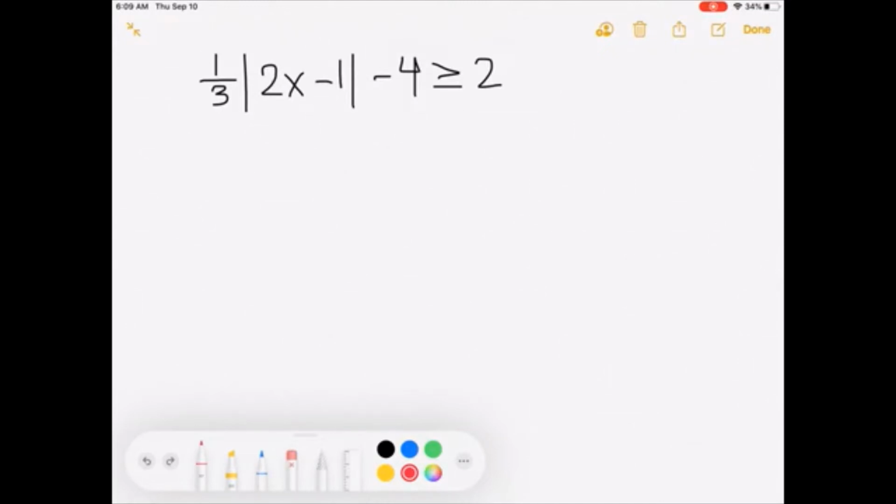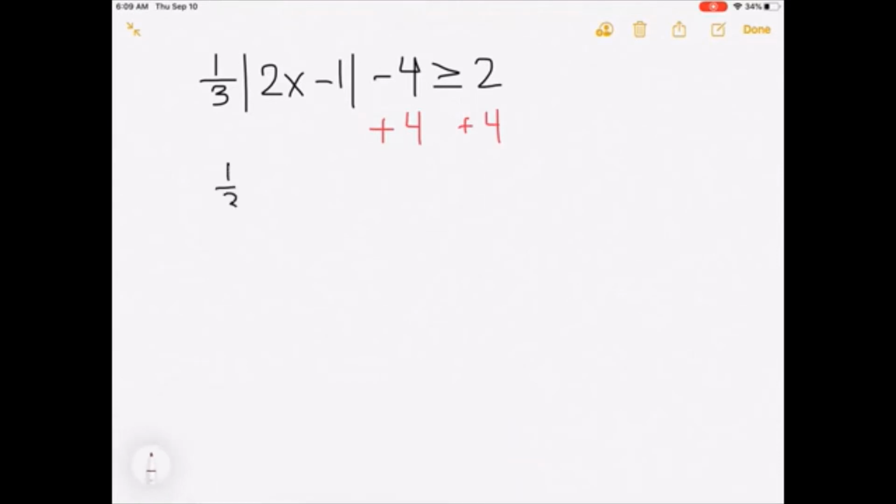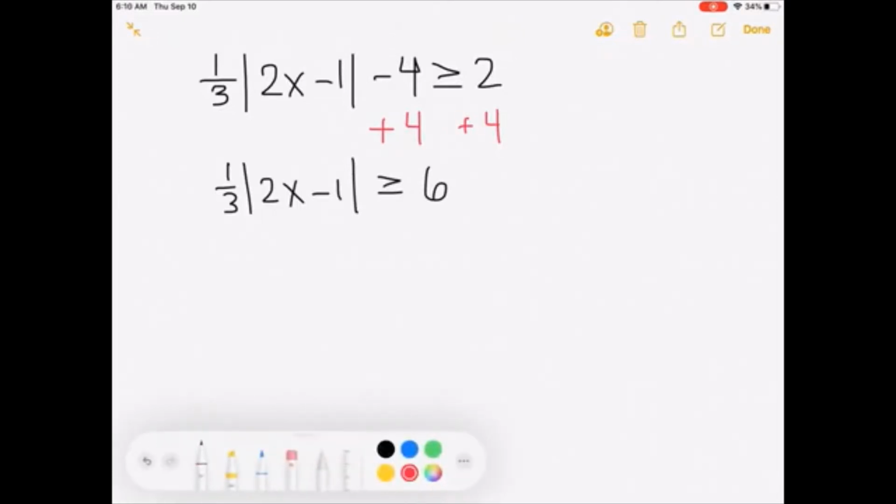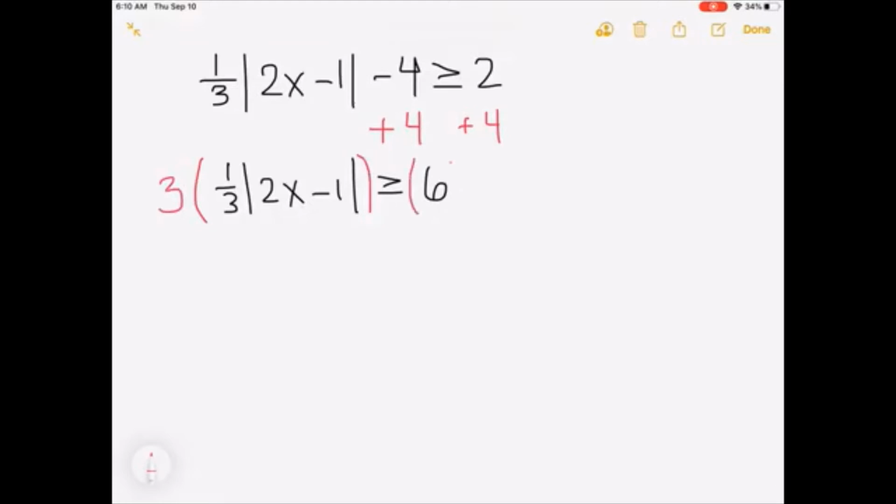In order to do that, our first step would be to add 4 to either side of our inequality. So I'm going to add 4. That leaves us with 1/3 times the absolute value of 2x minus 1 is greater than or equal to 6. And because of the 1/3, we're then going to have to multiply each side by 3. Multiplying by 3 gets rid of our fraction, turns that into a 1.